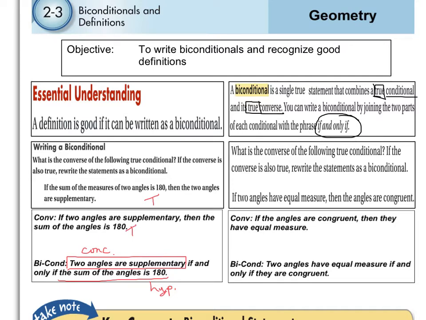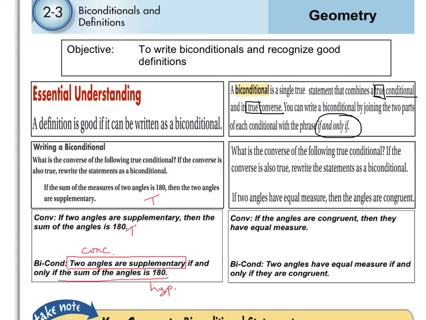and the question is going to be, shouldn't the hypothesis be first? And it could be, absolutely. It doesn't really matter which way you put it because they're both true. So I could say the sum of the angles is 180 degrees if and only if the two angles are supplementary. I could flip that around. That's the exact same thing.